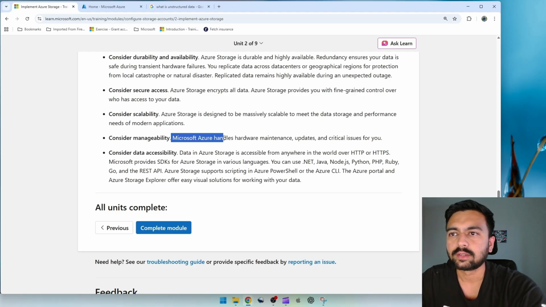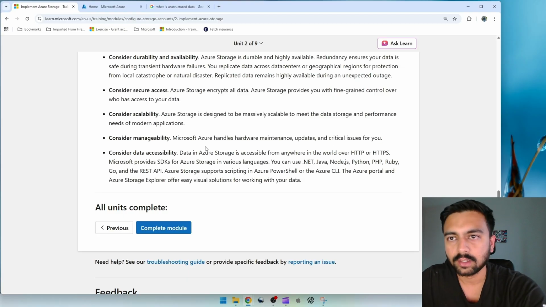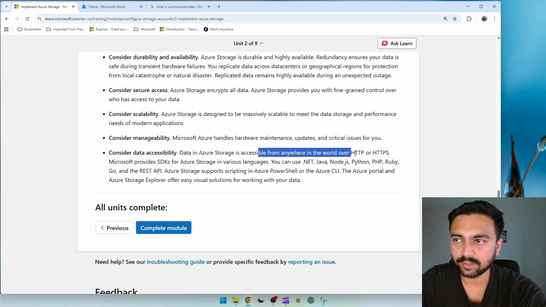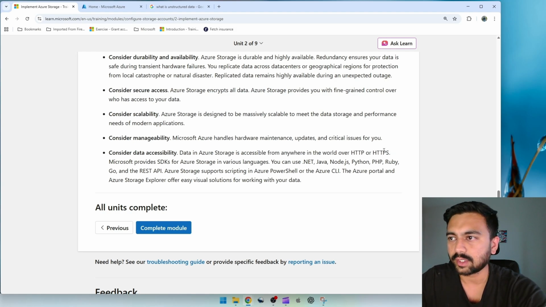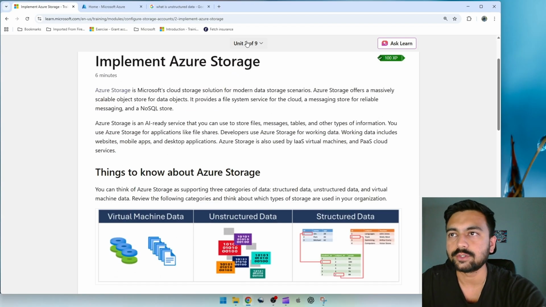Consider manageability. Microsoft Azure handles hardware maintenance, updates, and critical issues for you. Okay. Data accessibility. Data in Azure storage is accessible from anywhere in the world. You can browse the data, you can use software development kits, you can use these applications or tools, and make API calls. So you can access data using all this. That's the ability Azure provides you.